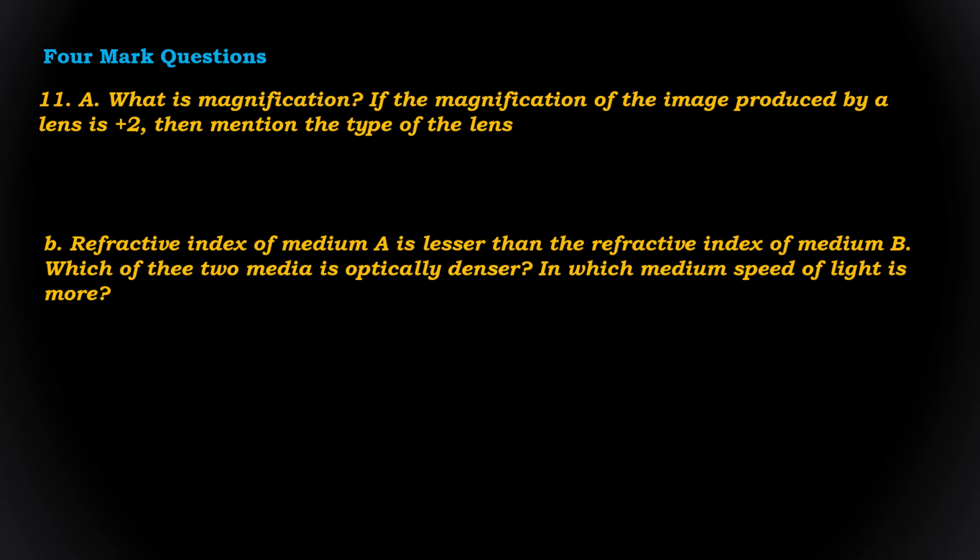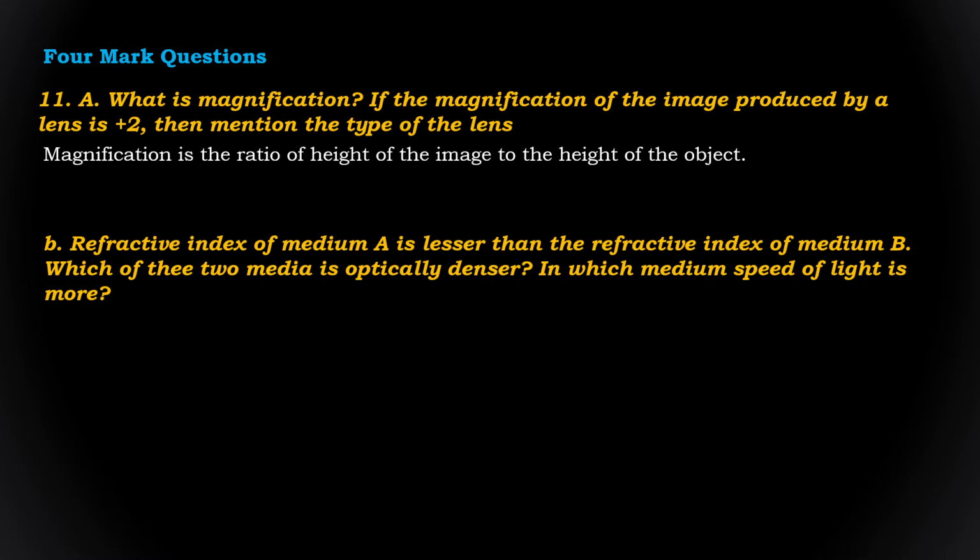Question number 11. So this is a 4-mark question. It has got two sub questions. What is magnification? If the magnification of the image produced by a lens is +2, then mention the type of the lens. We will first address magnification. Magnification is defined as the ratio of height of the image to the height of the object. And the next part is, if the magnification of the image produced is +2, then you just have to mention the type of the lens. If it is +2, then the type of lens is convex.